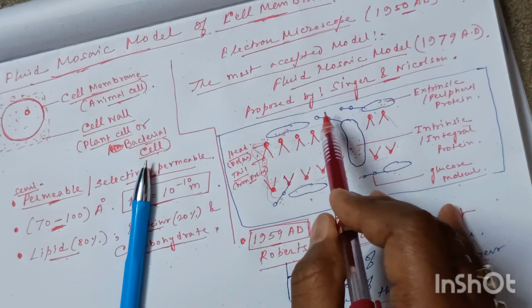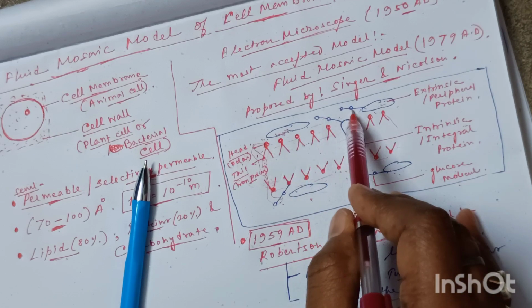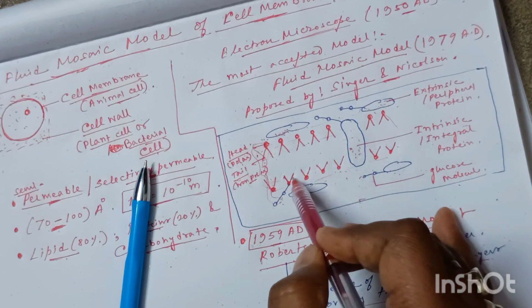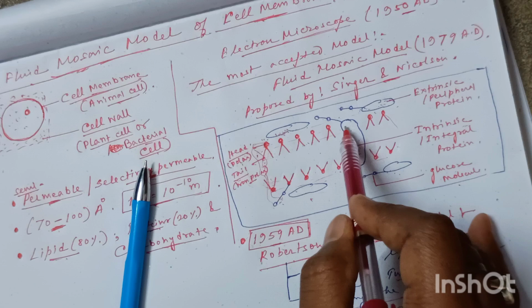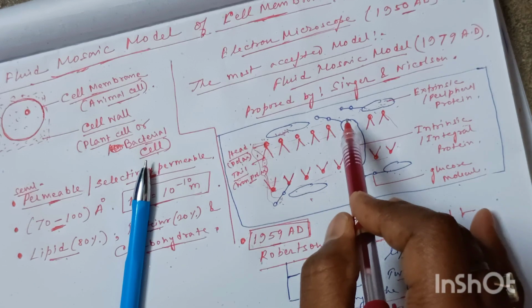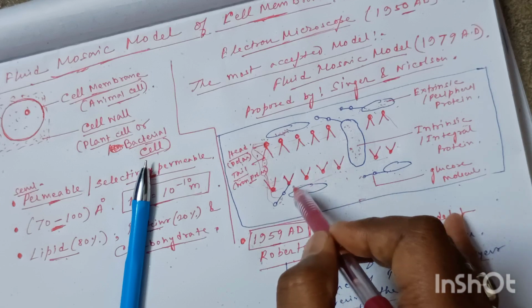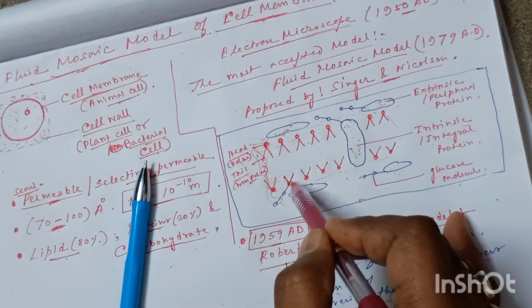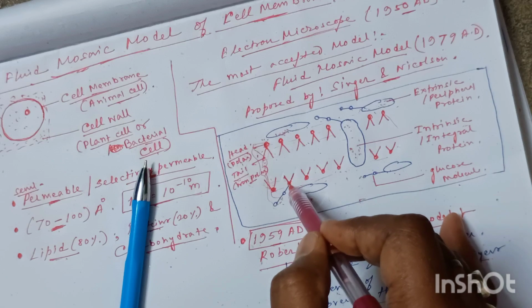Carbohydrate molecules get attached with the extrinsic or intrinsic protein and also the lipid molecule. This type of protein molecule which gets attached with the carbohydrate molecule is known as glycoprotein, and this type of lipid molecule which gets attached with the carbohydrate molecule is known as glycolipid.